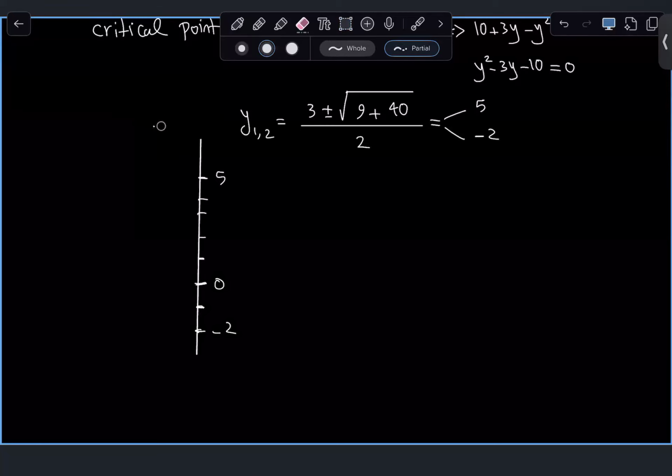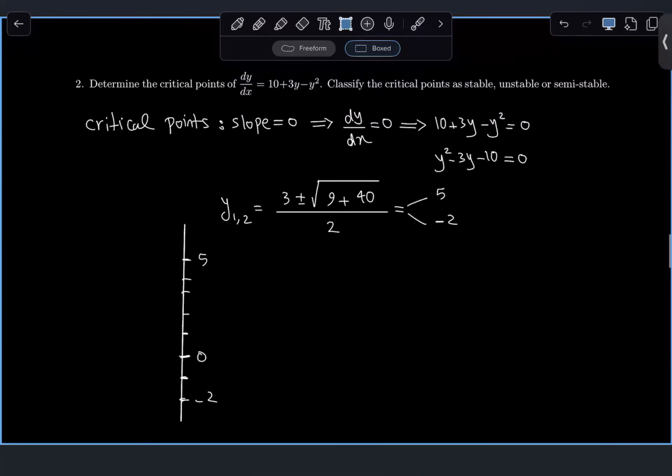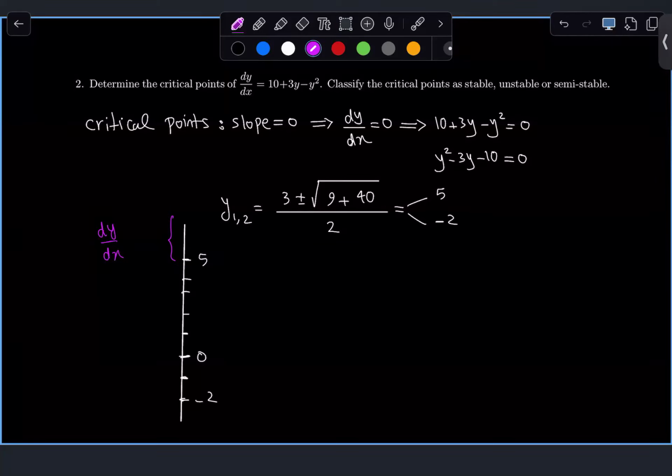So what is the sign of dy/dx, the slope, if I plug in something that's greater than 5? You can try something very large, something that's very easy. You just want the sign, right? You don't want to do the calculations. So for example, you can put 10 or 100. So plug in y equals 10. Is that a positive number or negative? Negative, right? So here, dy/dx is negative.